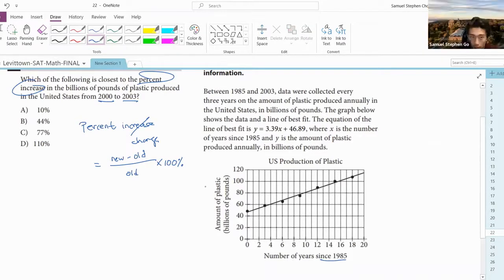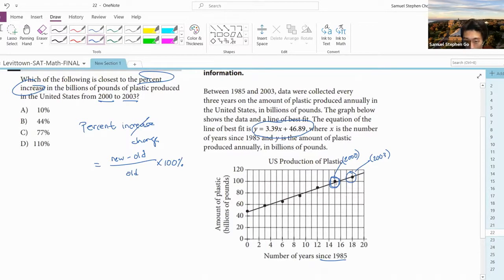We can do some mental math and say, well, 2000 is 15 years after 1985. That's this point right here. That's the year 2000, not the value 2000. And 2003 would be 3 years after that, or 18 years after 1985. This is 2003. So it's asking us what is the change in the billions of pounds of plastic produced. There's two ways to do this. There's the inspection way, and then there's using the line of best fit. We're just gonna do it by inspection. It's actually relatively simple to do.